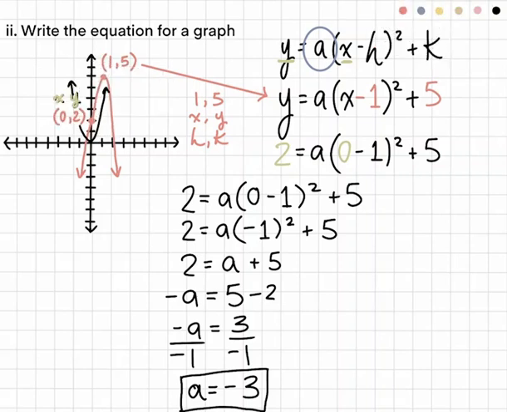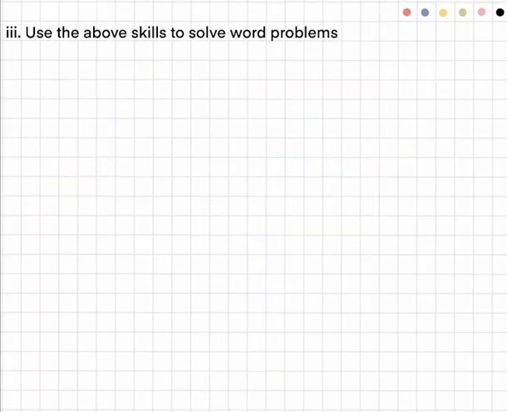So the equation for this graph is y equals my a value, -3, (x, my h value, -1), and my k value, +5. I'm going to just erase that for you so you can see it a little bit easier. And there you go. You've written the equation for a graph. Let's try to tackle a word problem now.